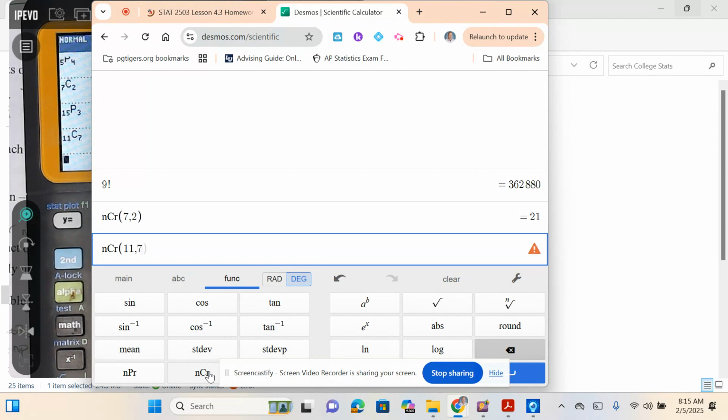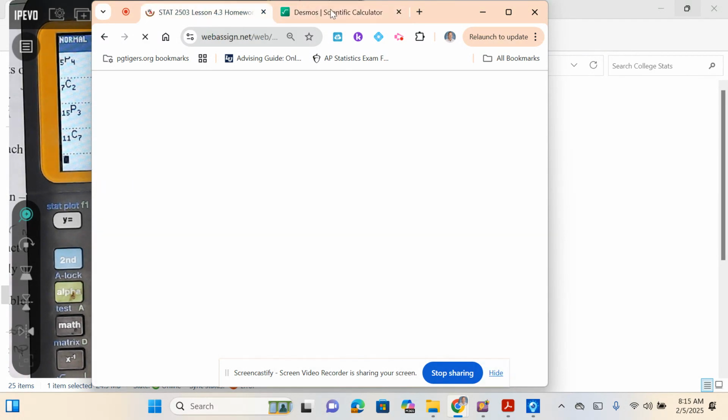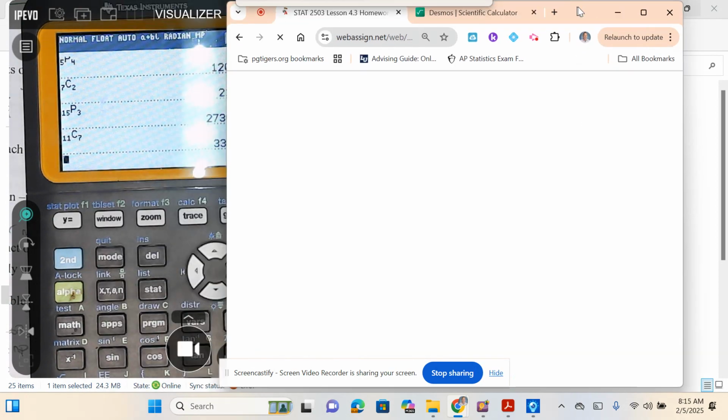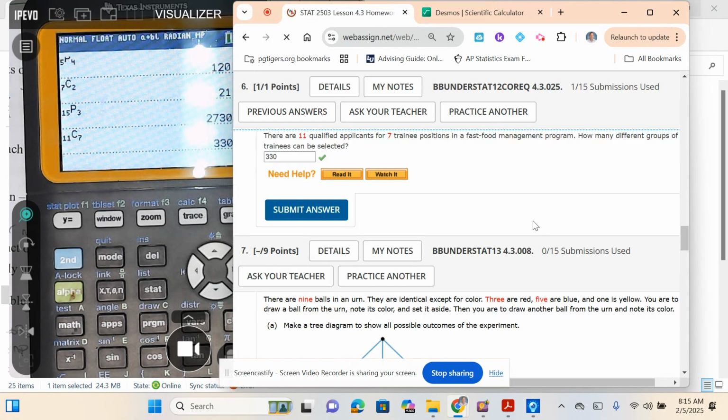Okay, 11, 7. We did permutation earlier, nPr 15, 3. So you could also use Desmos as well. Okay, and I'll give you the answers as well. All right, loading a little slow this morning.